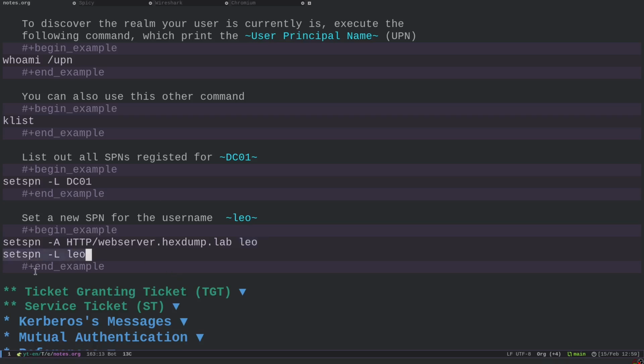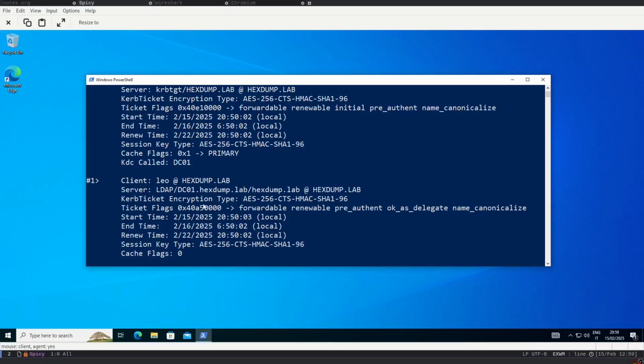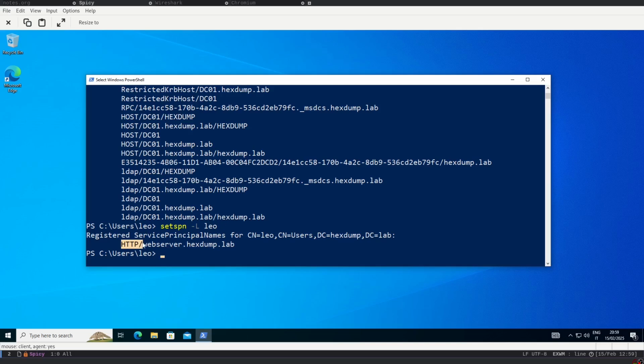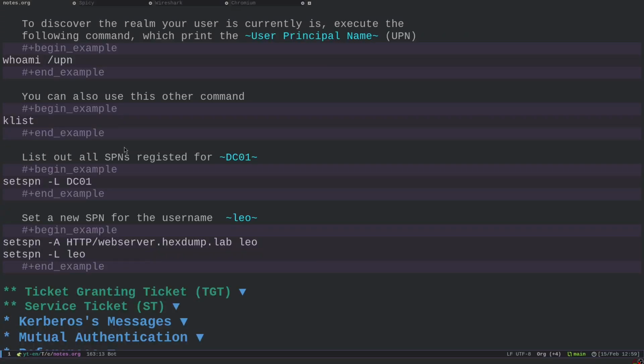And if we do setspn -L for this user, for example for the user Leo, here you can see, look, we have an http web server.exam.lab. So we have this particular service principal name. And this exposes this account to a specific attack called Kerberos roasting, which, as I said, I'll show in later videos.